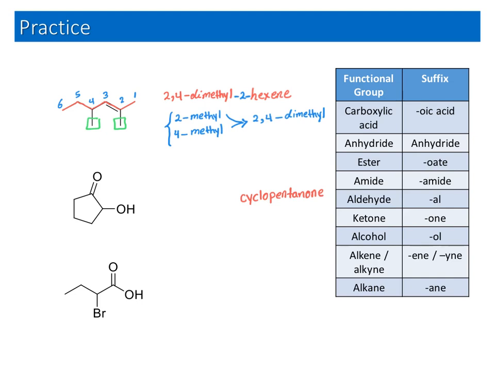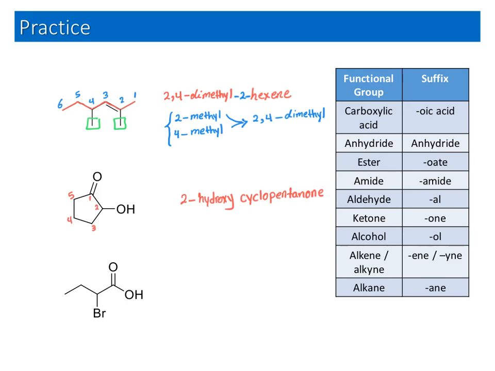Then let's number the parent chain. So I start with the priority functional group as 1, then 2, 3, 4, and 5. So I have a hydroxy substituent on carbon 2. Therefore, this is 2-hydroxycyclopentanone.